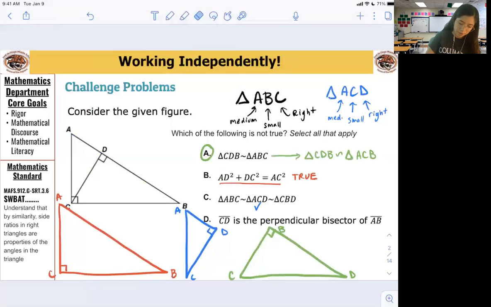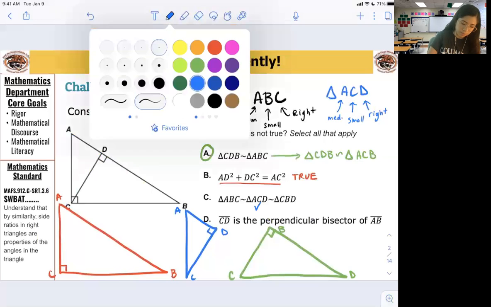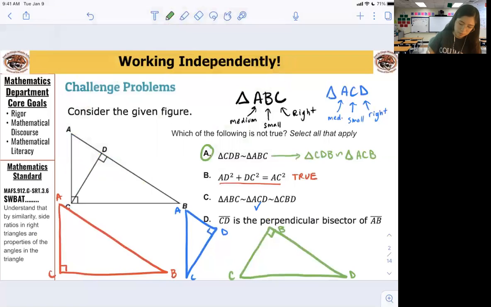What about triangle CBD? Which one's the right angle? B. No, it's not. I wrote it wrong. Sorry. This is D, and that's B. Okay.